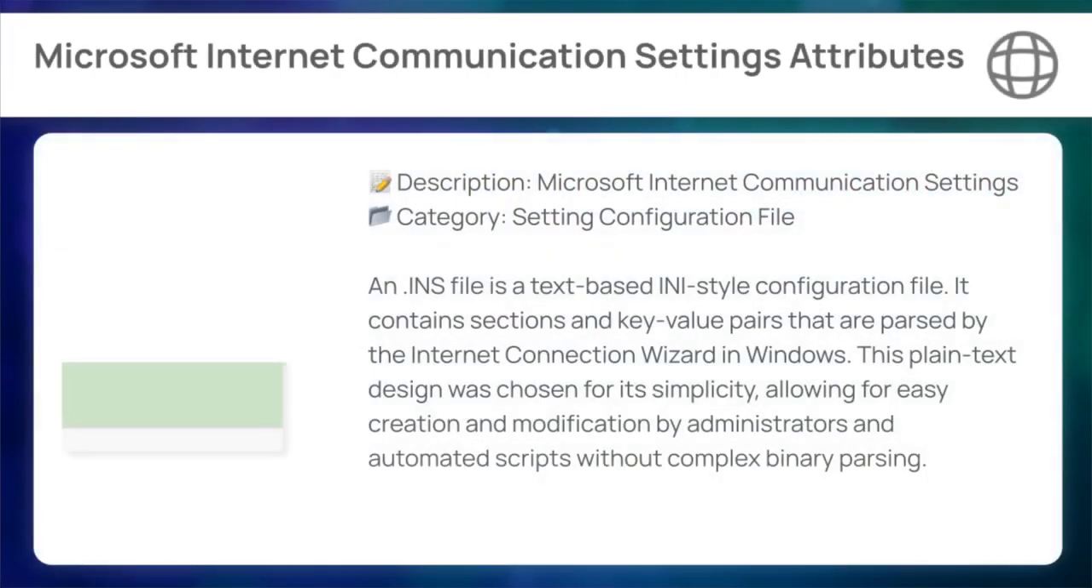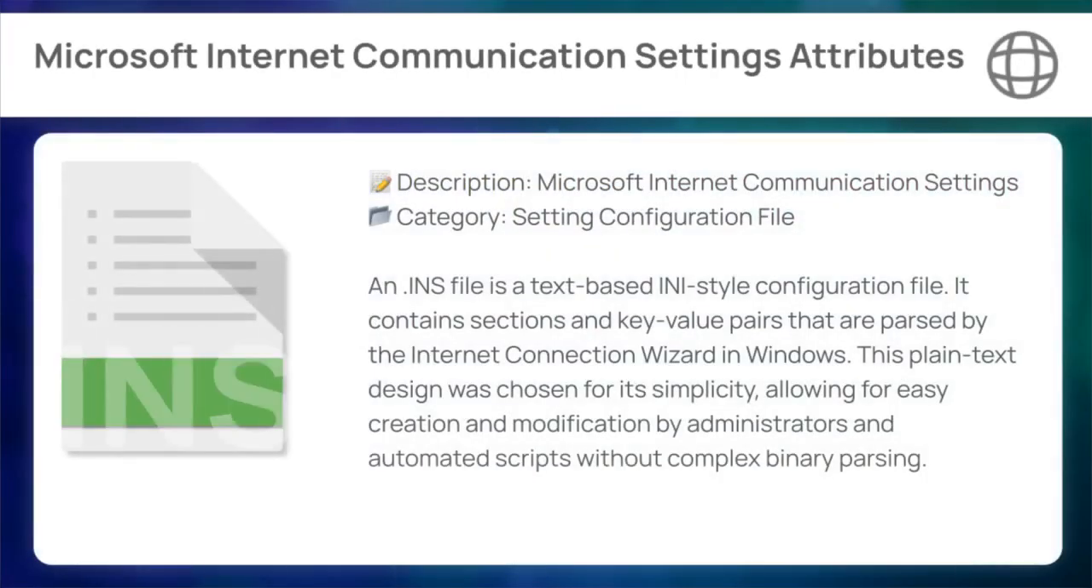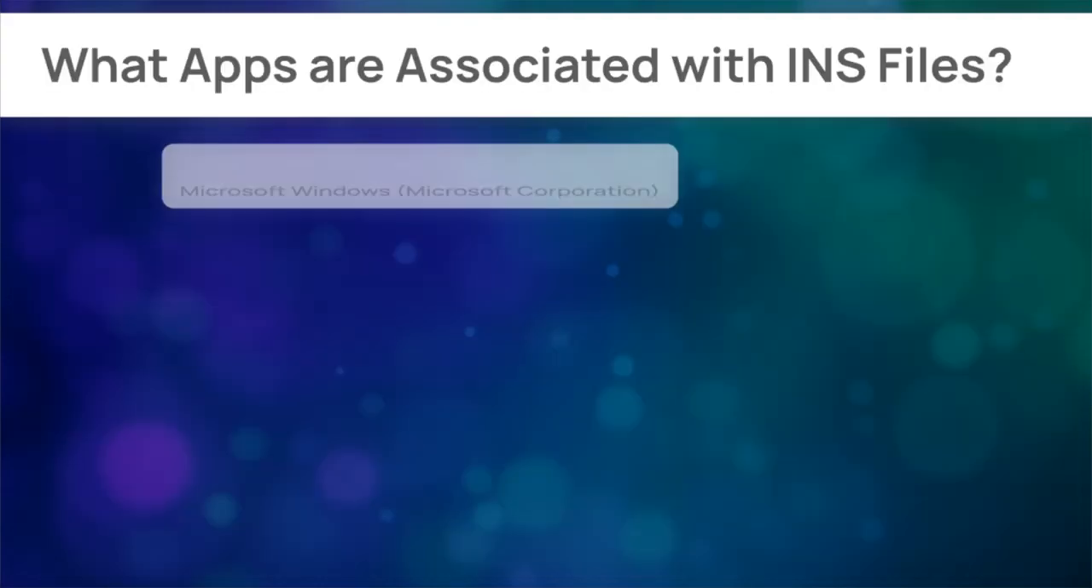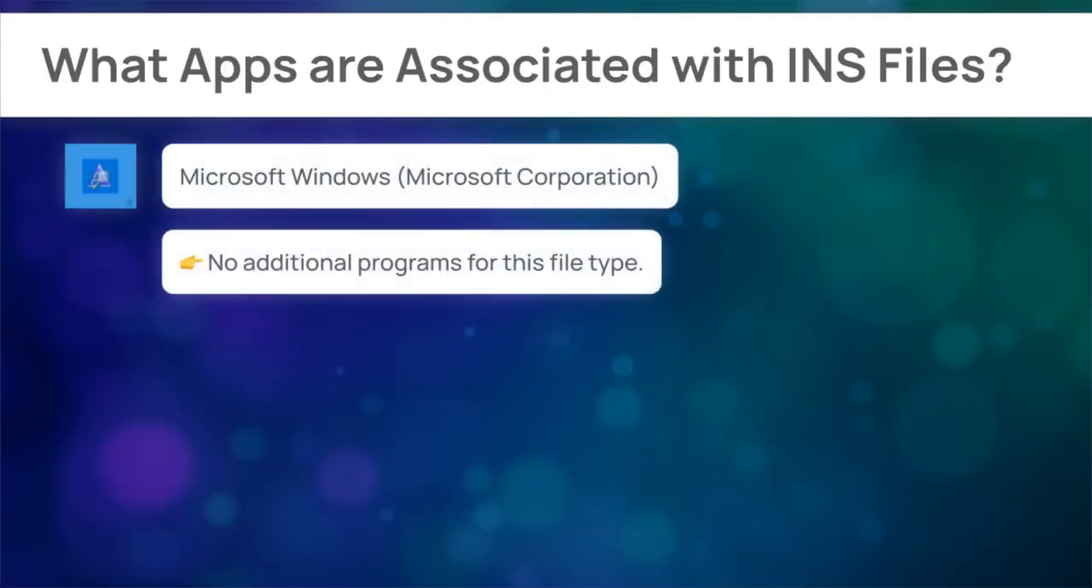An INS file is a text-based INI style configuration file. It contains sections and key value pairs that are parsed by the Internet Connection Wizard in Windows. This plain text design was chosen for its simplicity, allowing for easy creation and modification by administrators and automated scripts without complex binary parsing. We recommend using Microsoft Windows by Microsoft Corporation to ensure proper reading of INS.